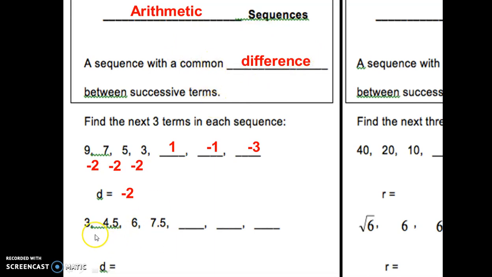Let's look at this one. Does it do the same thing? 3 to 4.5. Well, we're adding 1.5. And then here, adding 1.5 again. And 6 to 7.5, adding 1.5 again. So we keep adding 1.5, we get 9, then 10.5, then 12. This is also arithmetic because we have a common difference between terms. We're always adding the same amount. So the D value in this case is 1.5. Okay, those are arithmetic sequences.